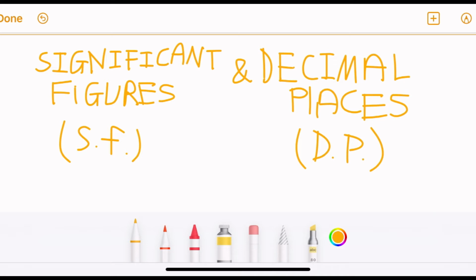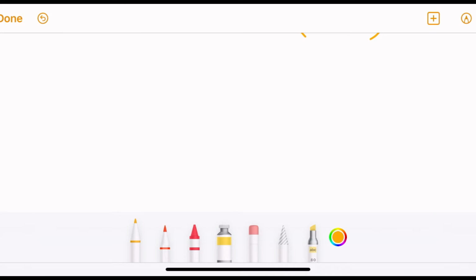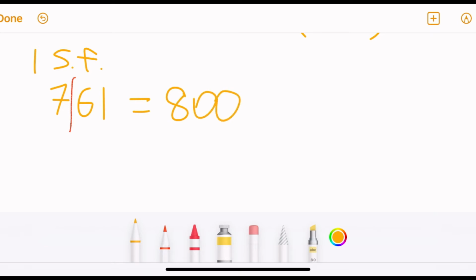So let's look at an example with significant figures first. Let's say we have 761, and we were to write it correct to one significant figure. Then we will start from before this red line, and if the next number is greater than or equal to 5, we will round up. So if 6 is greater than or equal to 5, we will round up. 6 is. So 7 will be rounded up into 800. And that's done. The first significant figure is always a non-zero digit. And for both decimal places and significant figures, we will always count from the left to the right.